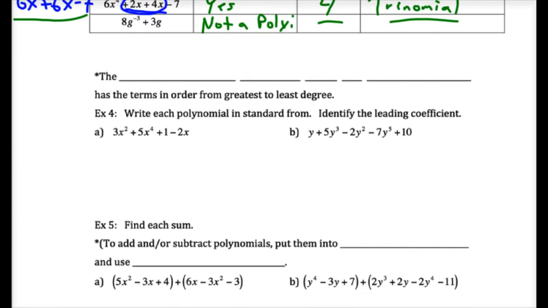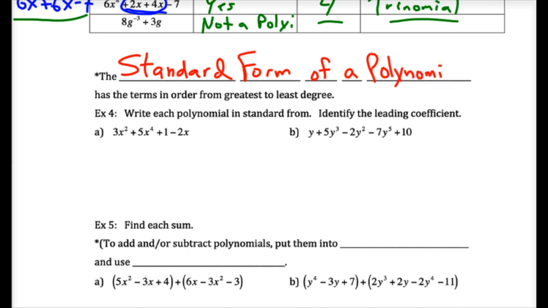All right, next part. We're going to talk about standard form. So I tried to space these blanks out well for you guys. The standard form of a polynomial. Write those 5 words, guys, in those 5 blanks. Standard form of a polynomial has the terms in order from greatest to least degree. So you got to put the greatest degree piece first, all the way down to the least degree last.